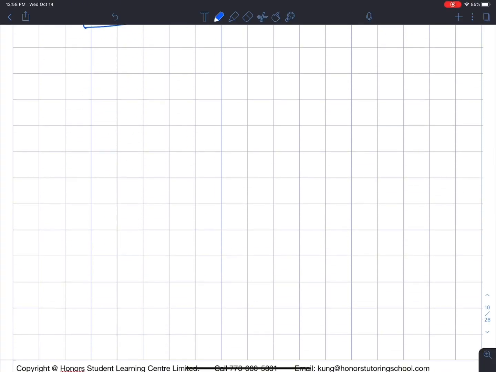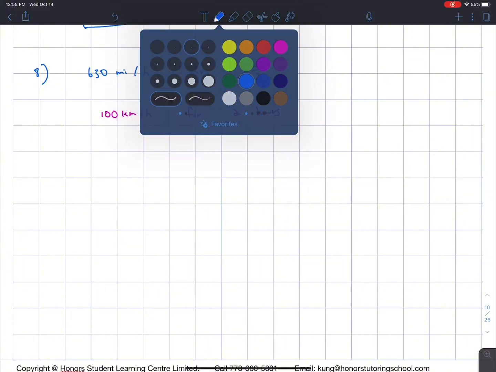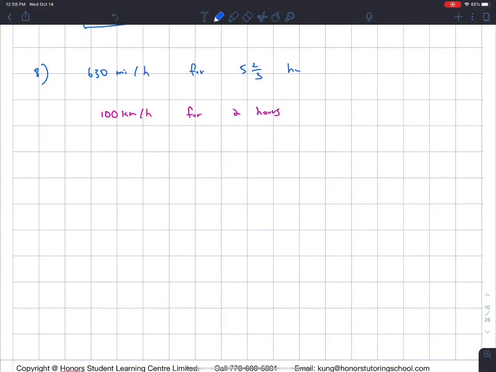Question 8. Jet flew at an average of 630 miles per hour for 5 2/3 hours. So same idea, if I tell you that you're driving or your parents are driving at 100 km per hour for 2 hours, what is the distance travelled here? You would, once again, just times it, right?